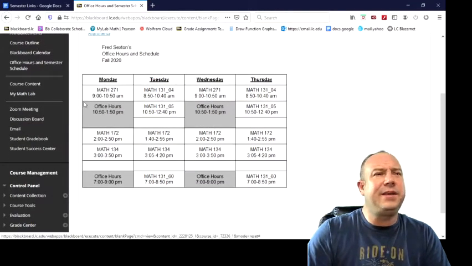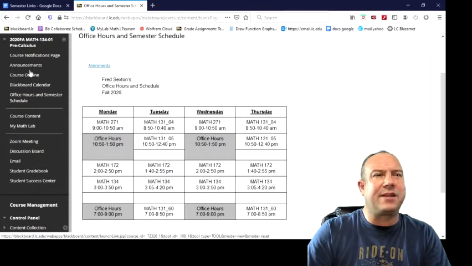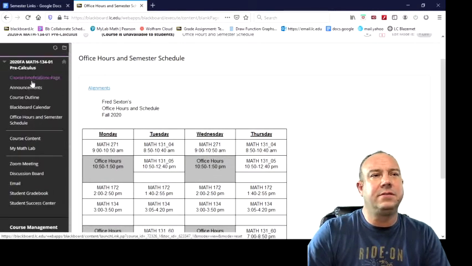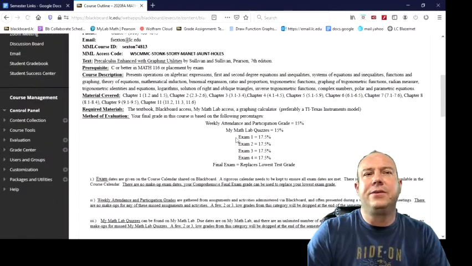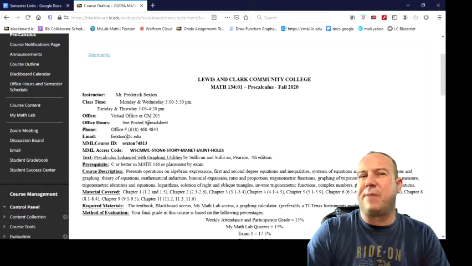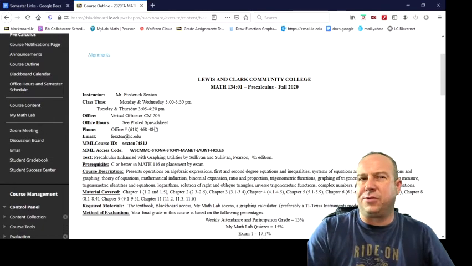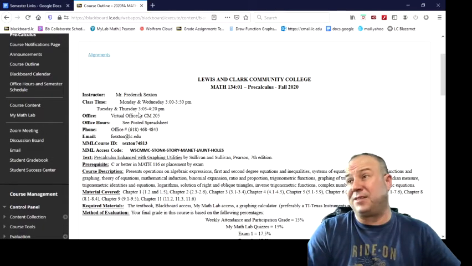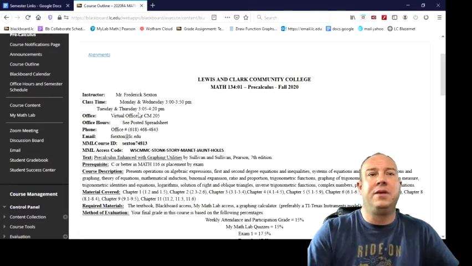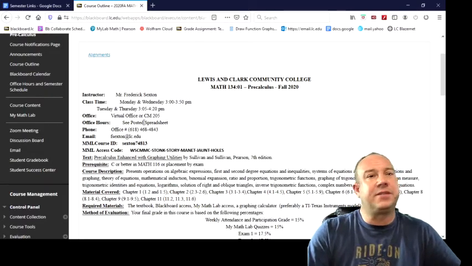Let's see here. Back to the course outline. So that is my office hours, and that is that posted spreadsheet where you will find those noted along with my schedule. Now, you certainly could take note of when I'm in class and when I might not be available. Folks, that might be more important this semester.